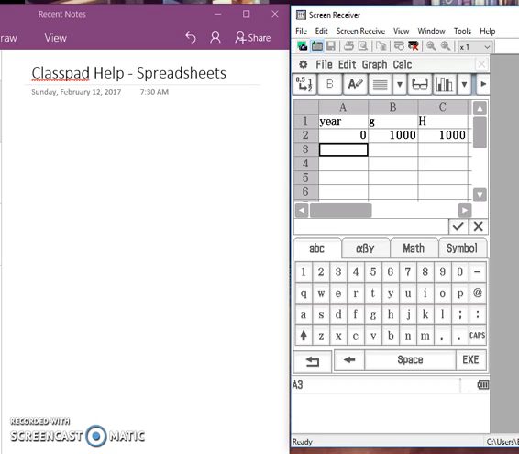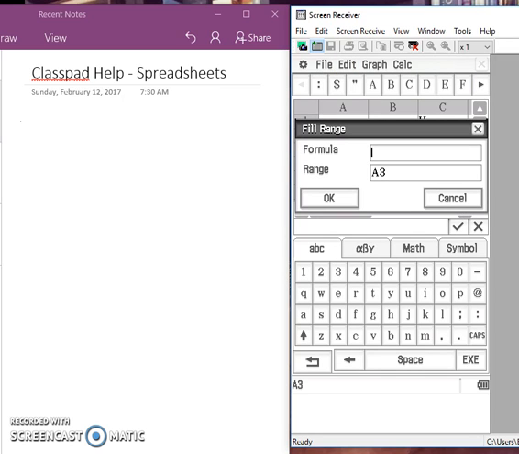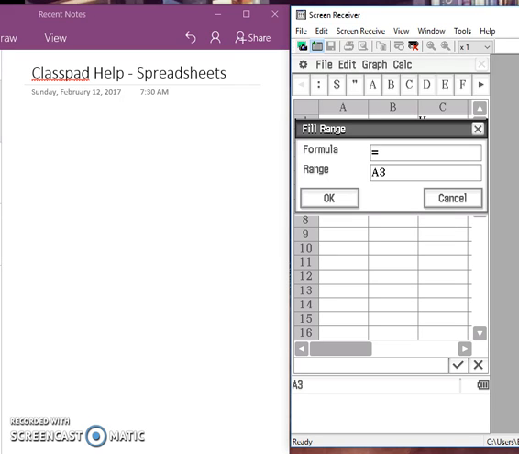First things first, we want all the years to go in. So we'll go to Edit, then Fill Range. In our formula, we have to start with an equal sign. It's very important so that the calculator knows that it's an equation. So we'll go formula equals, and we want it to reference our year. The first box behind Fill Range says A1, and that says year. The next one is A2, and that's 0.